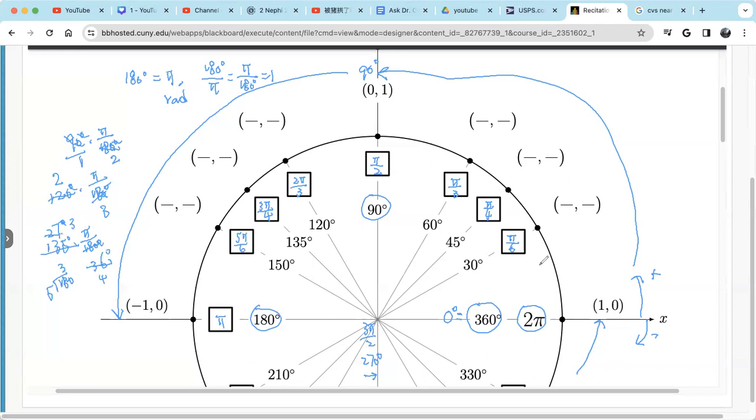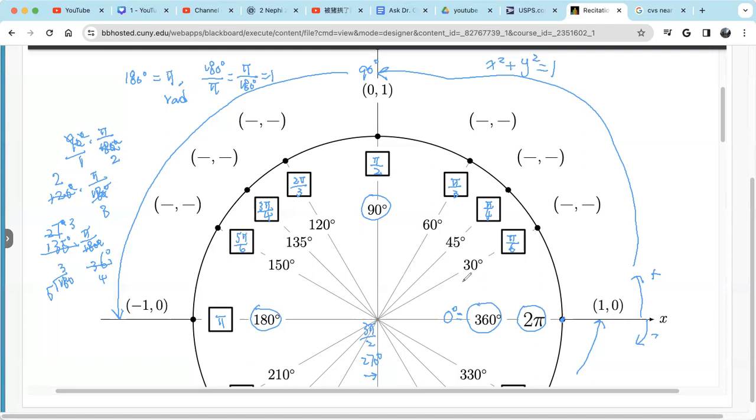Now let's look at the points. So this point, the x value is 1. Basically we see this unit circle, radius 1. We have an equation to represent that: x squared plus y squared equals 1. So this point, the x value is 1, the y value is 0. 1 squared plus 0 squared is 1.